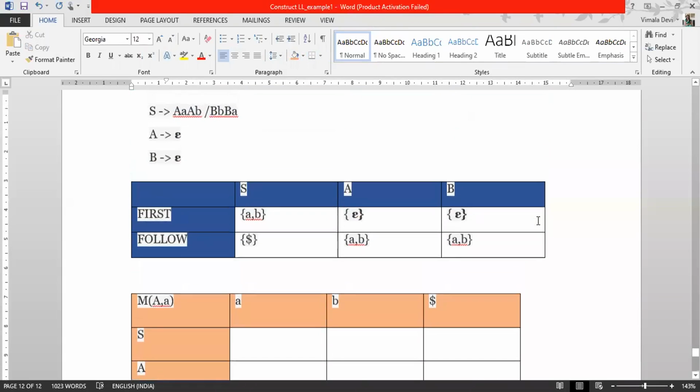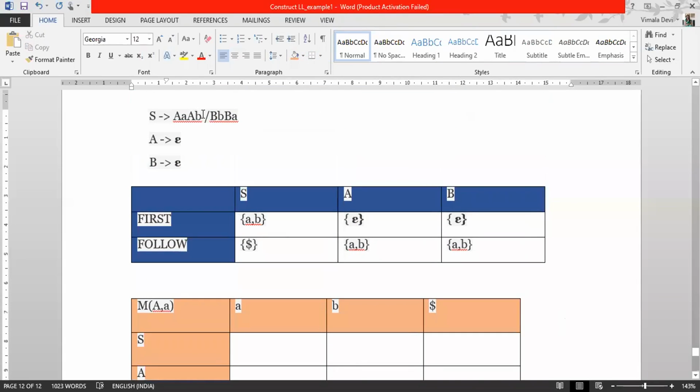Consider the rules one by one. S derives AB. This rule gave the first symbol as a. So you have to enter this rule against the cell S comma a. From this rule, the first of S, what we got is only the terminal a. So you have to fill the rule here.